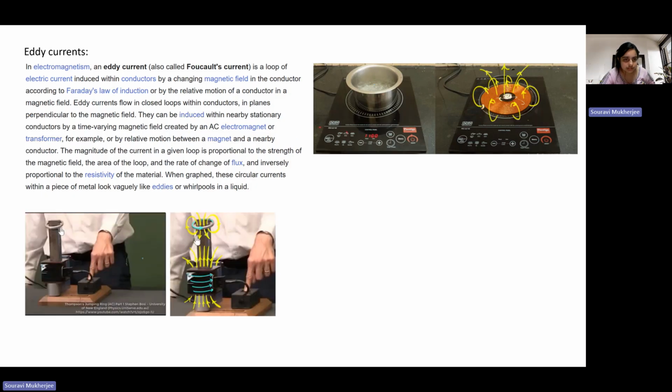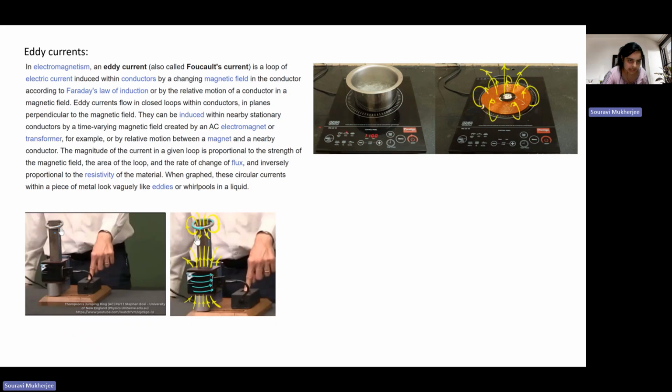Now, another demonstration of eddy current comes up in magnetic levitation, where, suppose this is your electromagnet, and when you switch it on, that means a changing electric current here, which would result in a changing magnetic field. So this is showing your changing magnetic field. Now, because the magnetic field is changing, if you put some conducting coil here, what would happen?